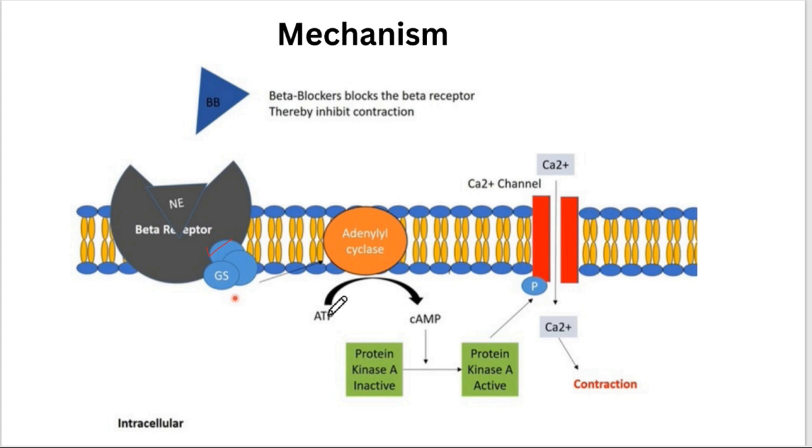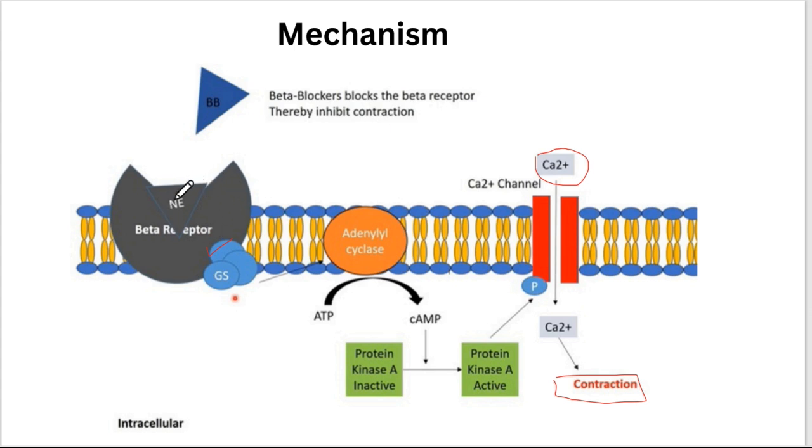Okay, so after this, the cyclic AMP activates the protein kinase, and this protein kinase causes phosphorylation of your L-type calcium channels, which lets calcium go inside the cell through the calcium channels and leads to contraction. Okay, so this is the basic mechanism which is going on inside the body, involved in cardiovascular disorders.